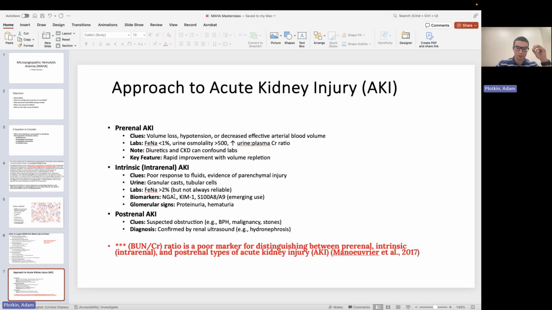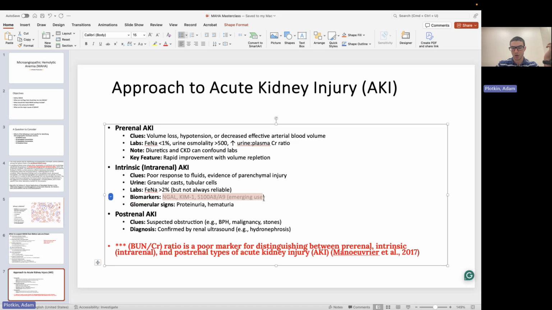Okay. There are some certain biomarkers. We're not going to talk about them, but I brought those on just in case. We could see proteinuria and hematuria if we actually have damage to like the glomerular basement membrane itself.